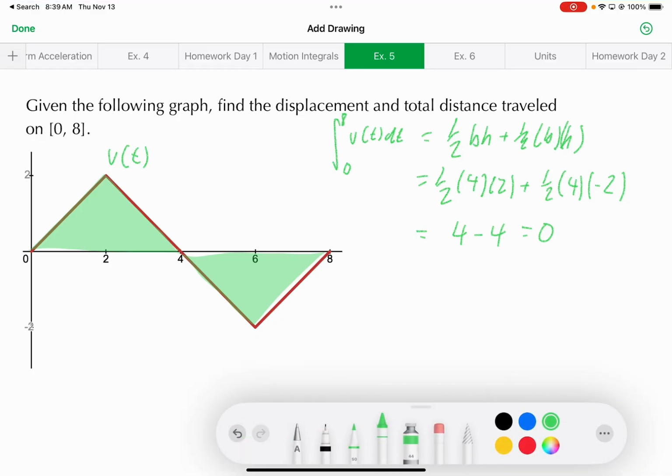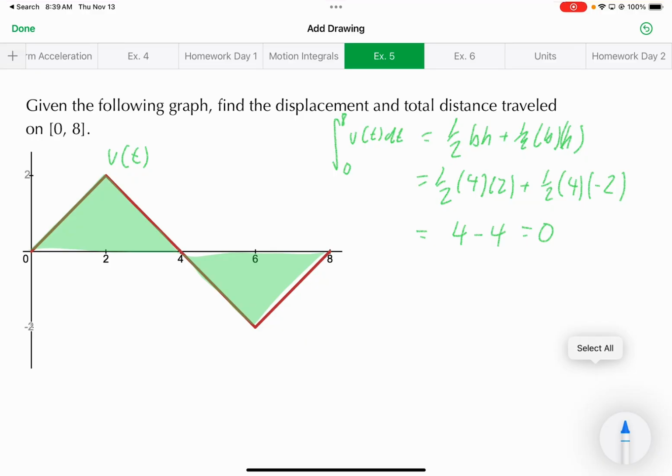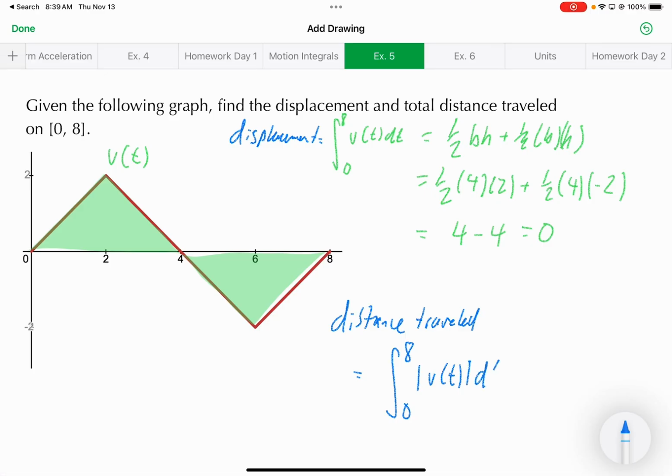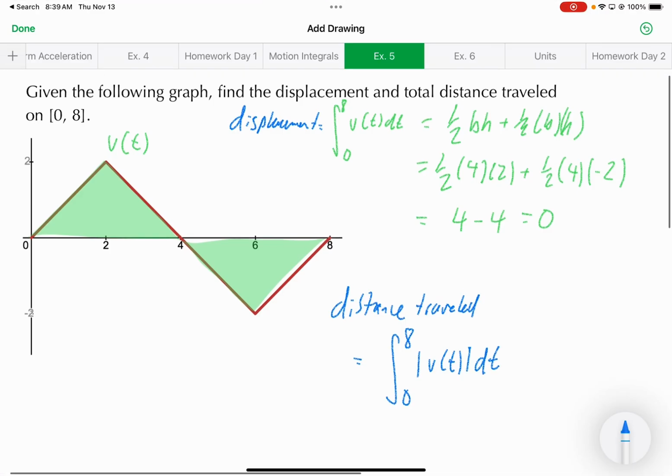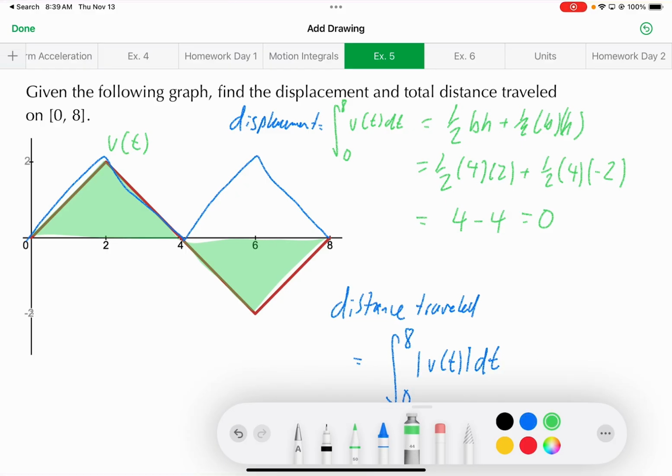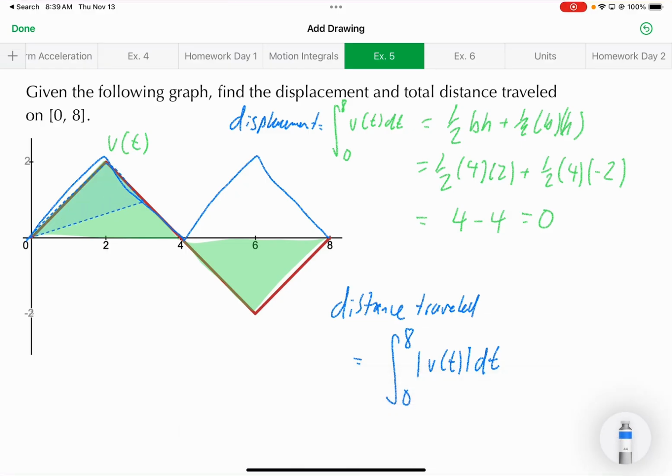Okay. But if I want to find what my total distance traveled is, or just distance traveled, then I need to do the absolute value of that integral from 0 to 8. So then that function would look something like this. And what I would need to do is find the area of those positive values.